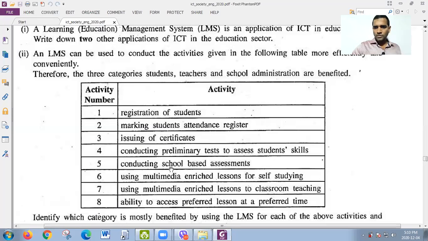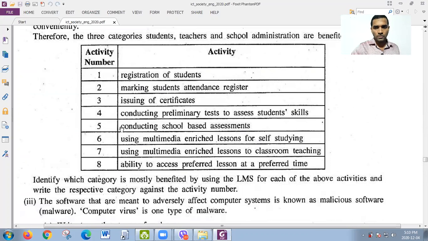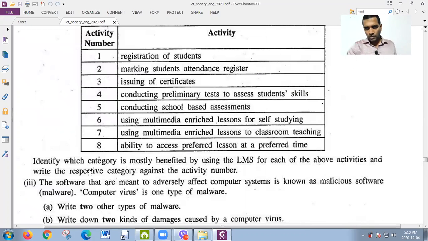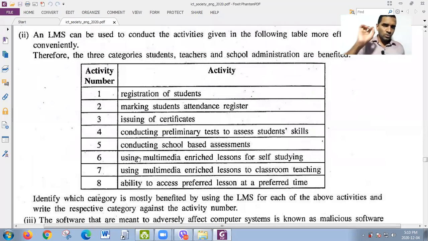Here the activities given by LMS are listed, right? But it's a mixture. It may have teacher-related stuff, student-related activities, and also administration-related things. Look at the question. Identify which category is mostly benefited by using LMS for each of the above activities, and write the respective category against the activity number. So you have to select the activity for the related category.